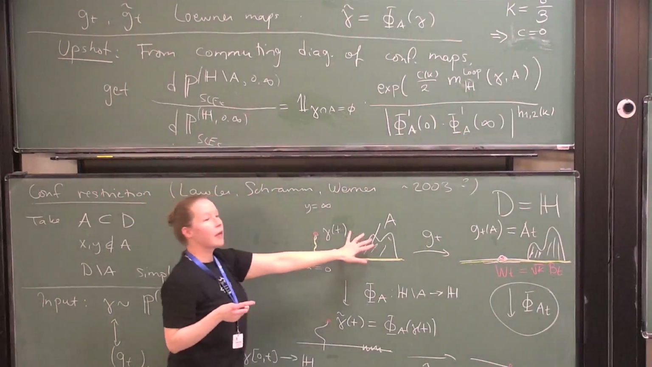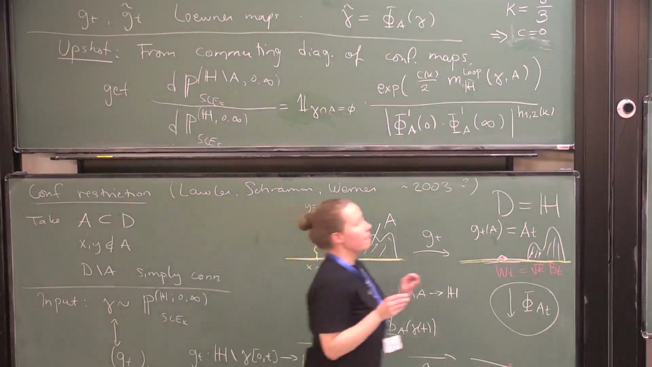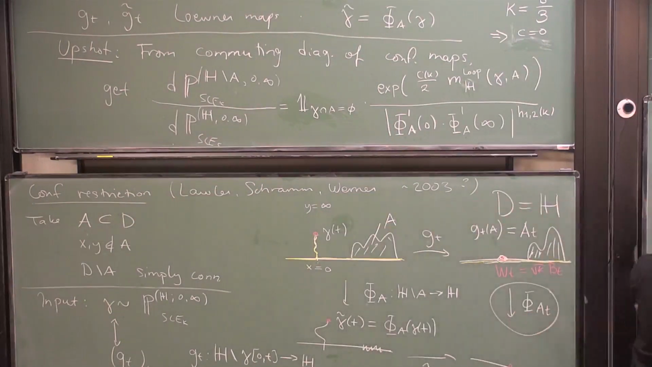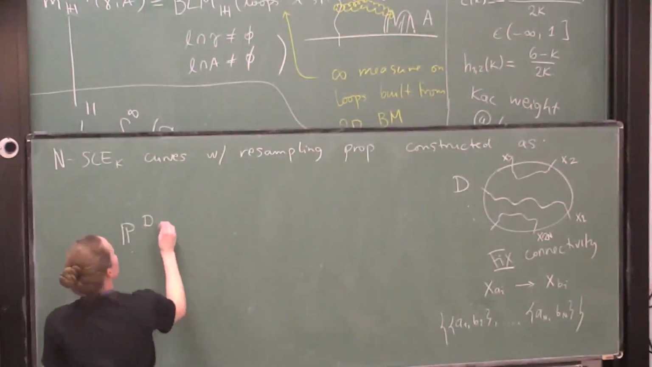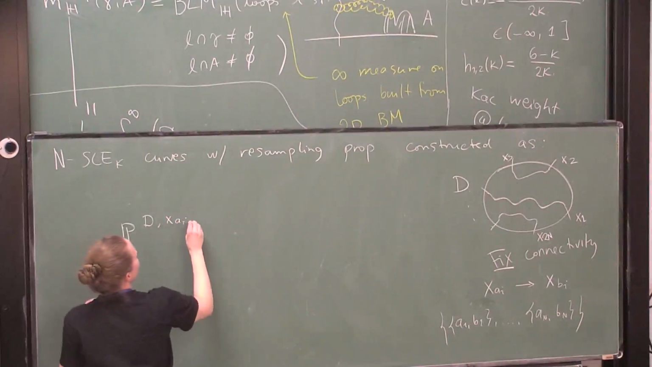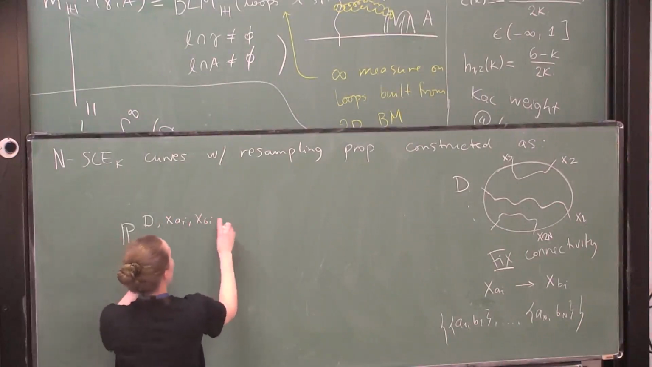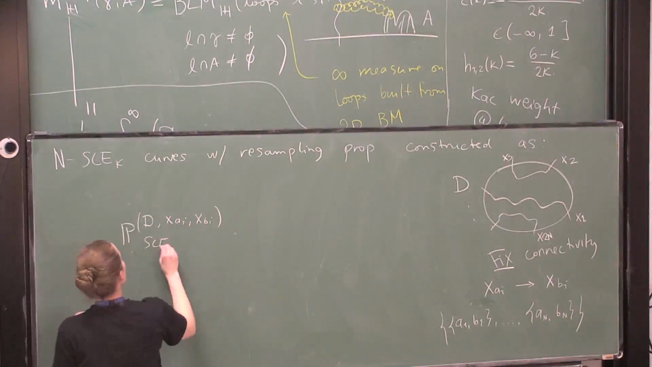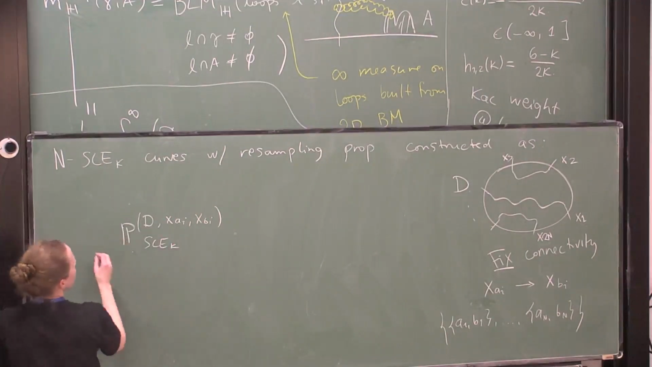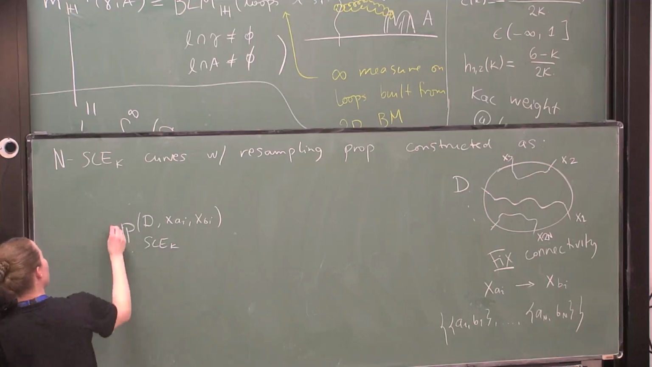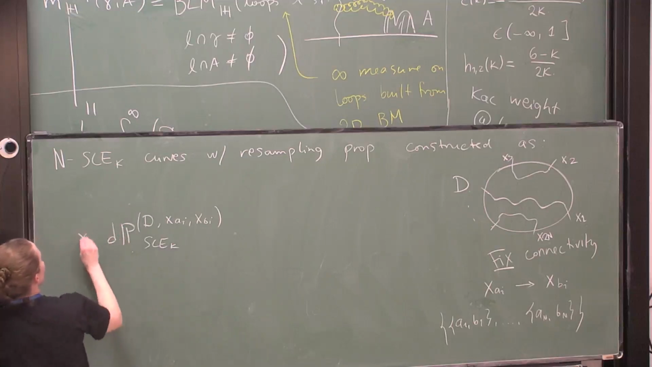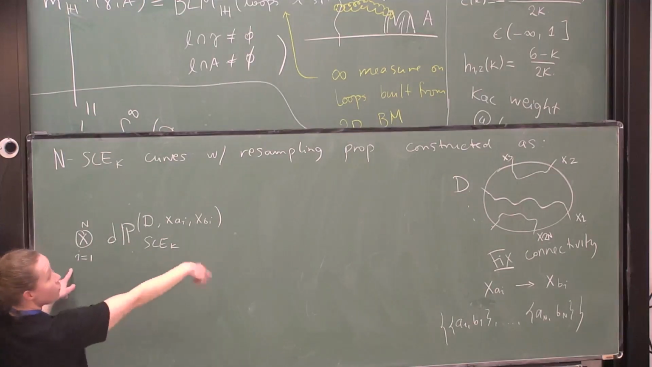But now A is going to be these other curves. So I'm writing the same kind of notation. Downstairs, in the domain D, there are the endpoints x_{a_i}, x_{b_i} of the ith curve, SLE kappa. And then some product over these curves. This is just the product measure of all of the independent ones.